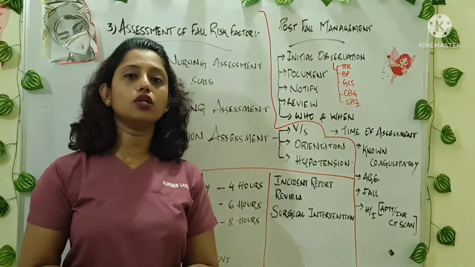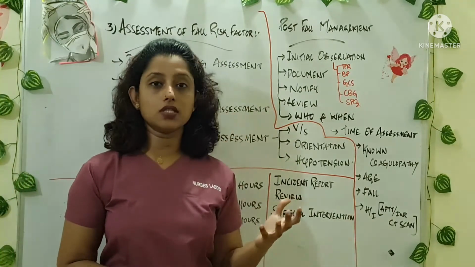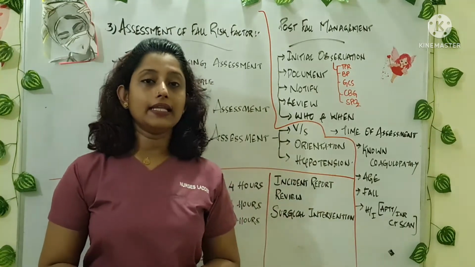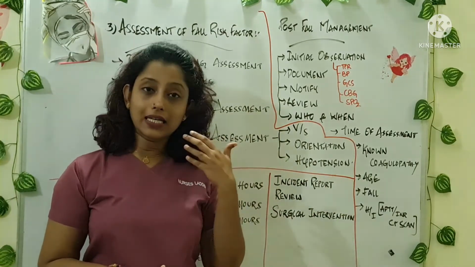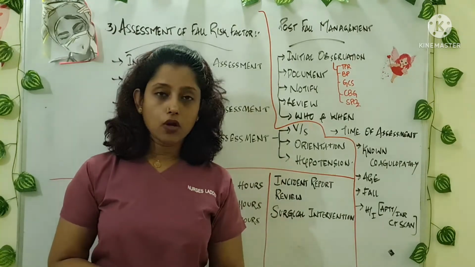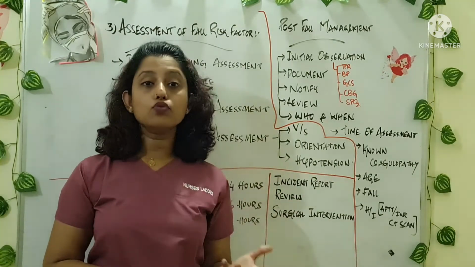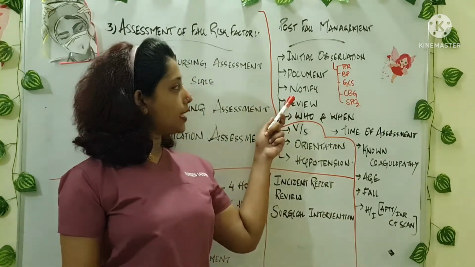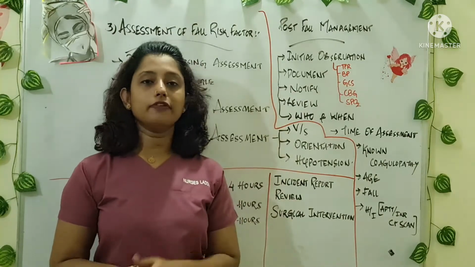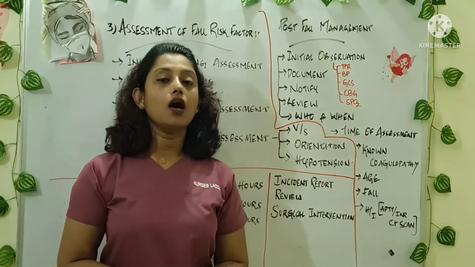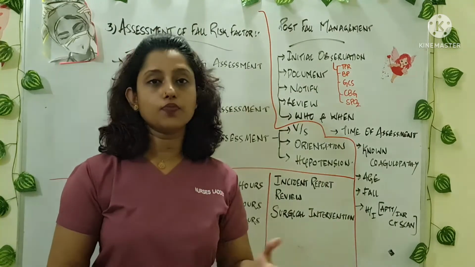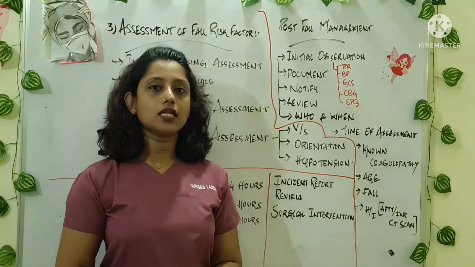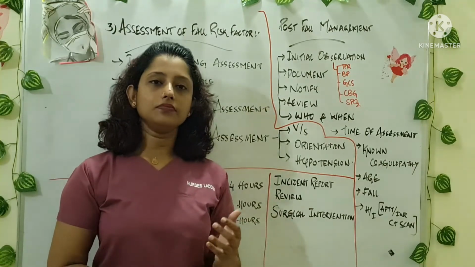Documentation includes whether the patient was conscious during the fall, whether the patient had any fracture, any cut injuries. These must be noted. Also whether the patient is confused or oriented must be noted. After that, we need to notify the resident medical officer who is on duty as soon as possible, so that the medical officer will visit the patient and do the assessment.